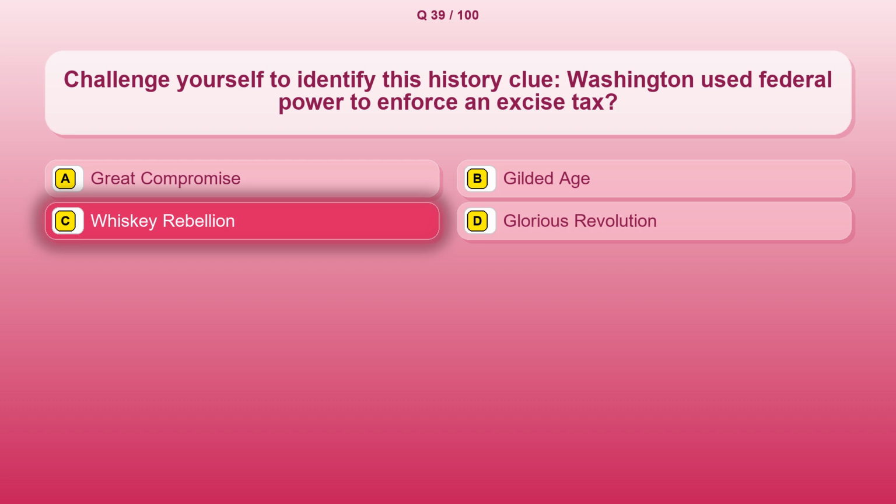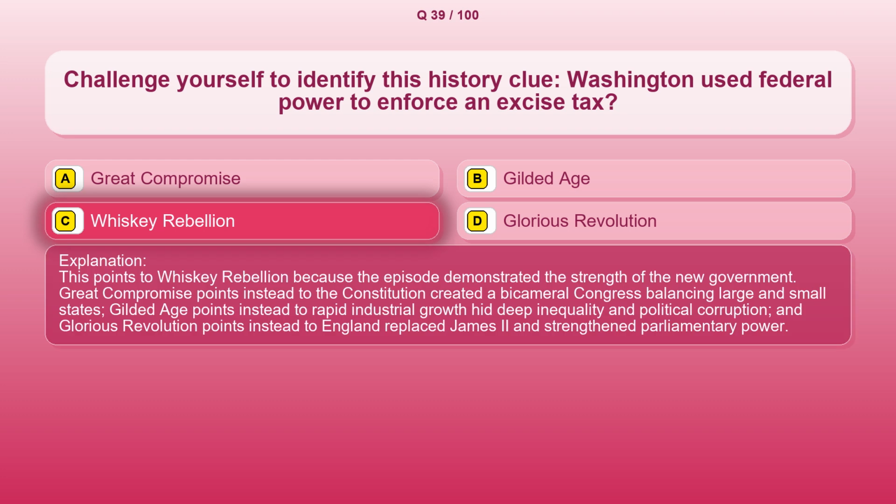The correct answer is option C. Whiskey Rebellion. This points to Whiskey Rebellion because the episode demonstrated the strength of the new government. Great Compromise points instead to the Constitution created a bicameral Congress balancing large and small states. Gilded Age points instead to rapid industrial growth, deep inequality and political corruption, and Glorious Revolution points instead to England replaced James II and strengthened parliamentary power.